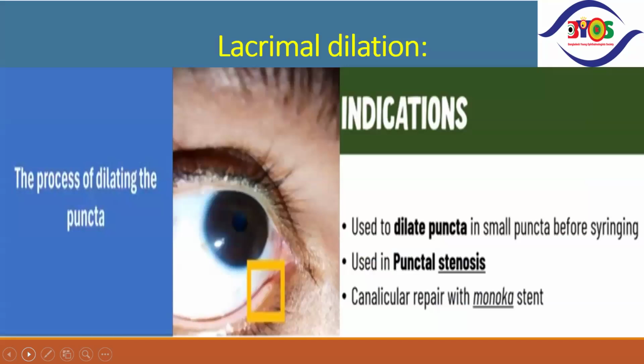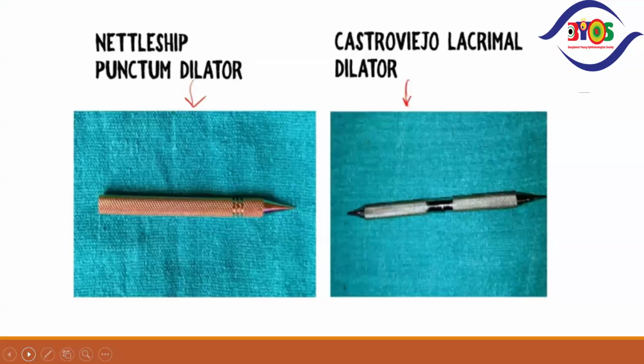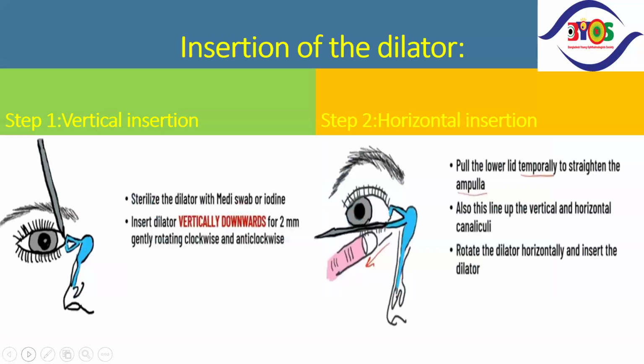Now, punctal dilatation is the process of dilating the puncta. What is the indication? It is used to dilate small puncta before syringing. In case of punctal stenosis, we do the punctal dilatation, and canalicular repair with Mono-canalicular stent, we also do this dilatation. What instruments are used for punctal dilatation? Two instruments: the needle-shaped punctal dilator and the Castroviejo lacrimal dilator.